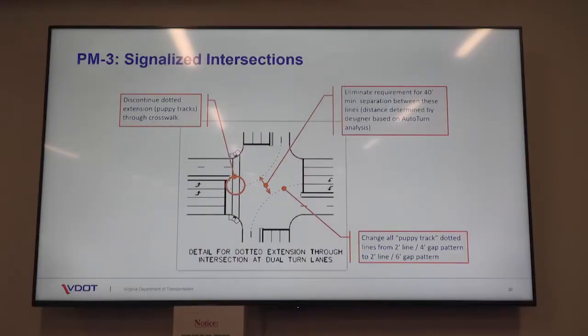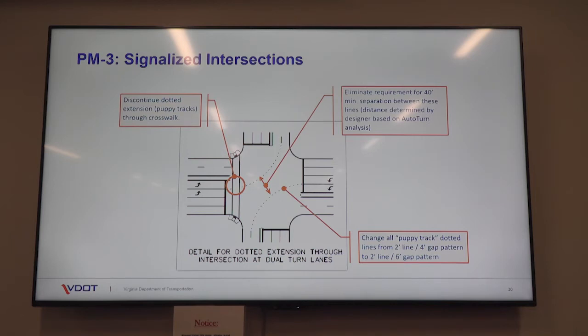Puppy tracks through an intersection define our dual left turn movements, or better delineate a left turn movement through the intersection. We used to require 40 feet between those. That has now been relaxed, and it is dependent upon the design vehicle that we're using. It was too stringent to mandate that 40 feet. Now, if you can show using your turning software or your turning templates that it can be closer than that, it is allowable. Traffic engineering is now also proposing to L&D to incorporate that change into the road design manual.